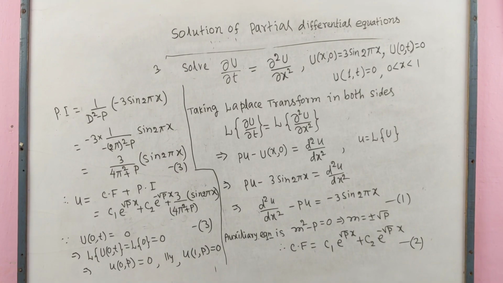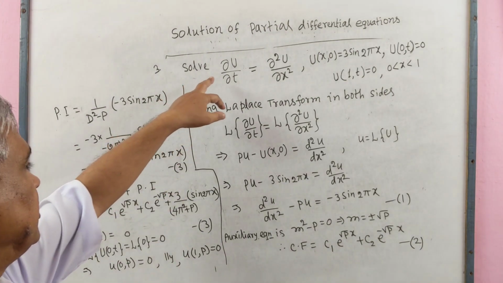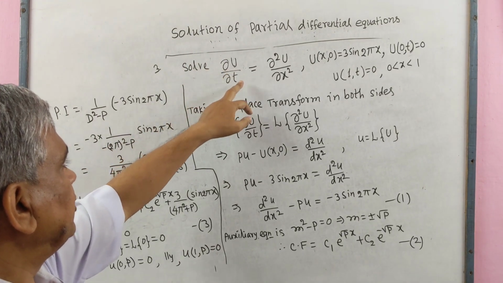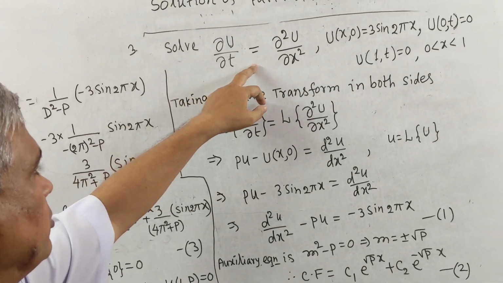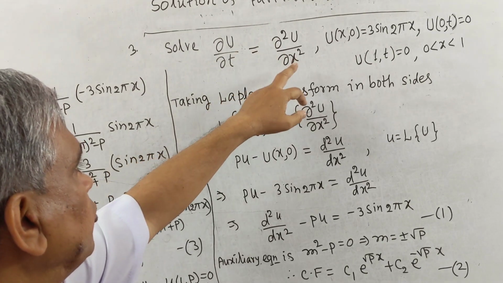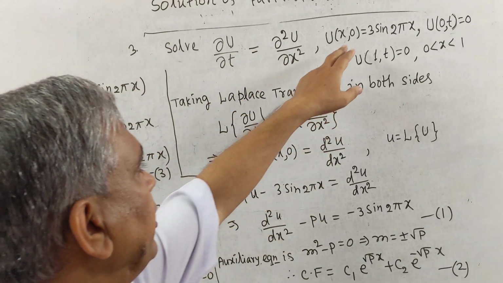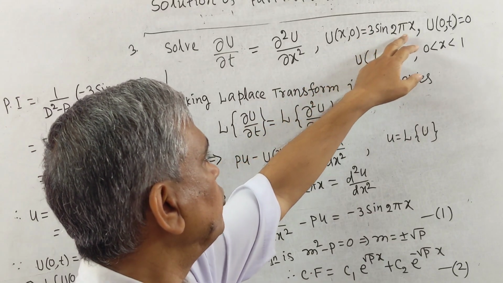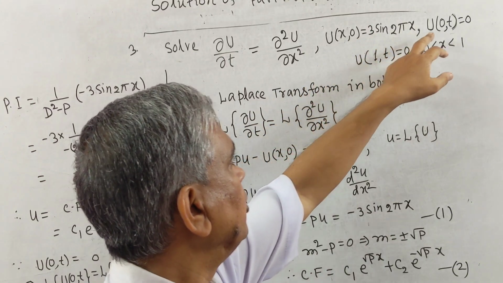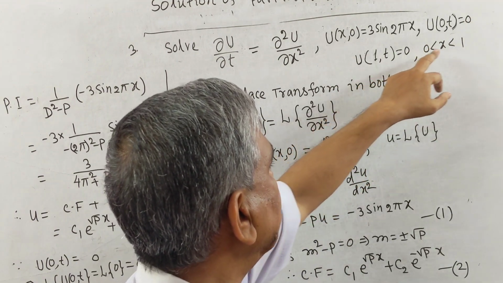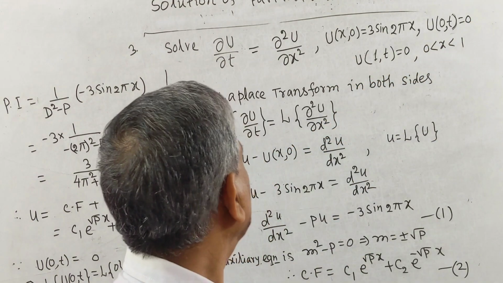Now we solve a partial differential equation. Given partial differential equation is del capital U by del t equal to del 2 capital U by del x square. Given conditions are U(x,0) equal to 3 sin 2 pi x, U(0,t) equal to 0, U(1,t) equal to 0, and x lies between 0 and 1.